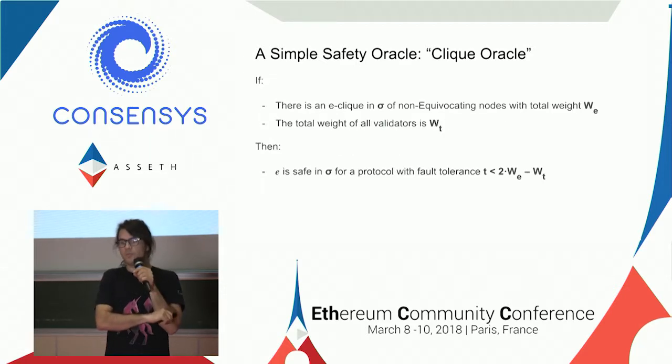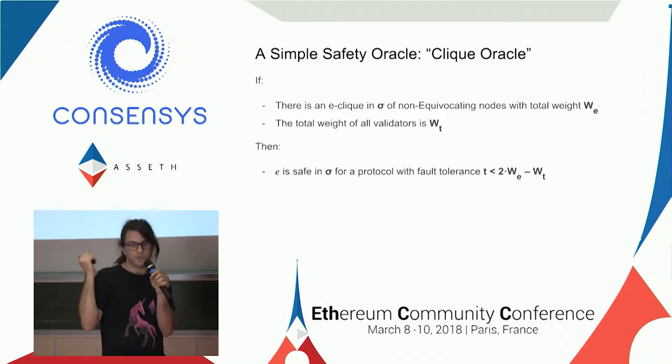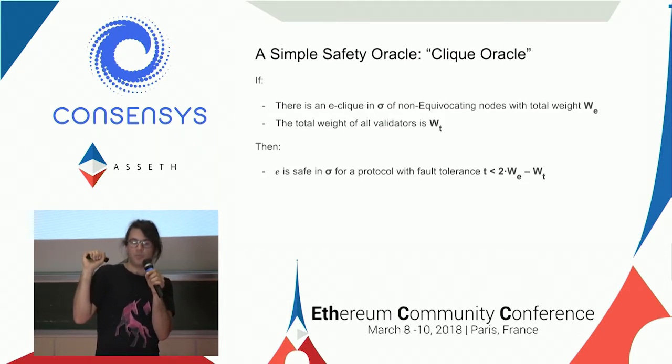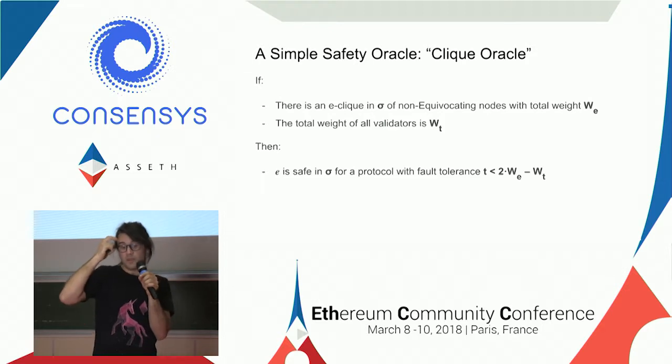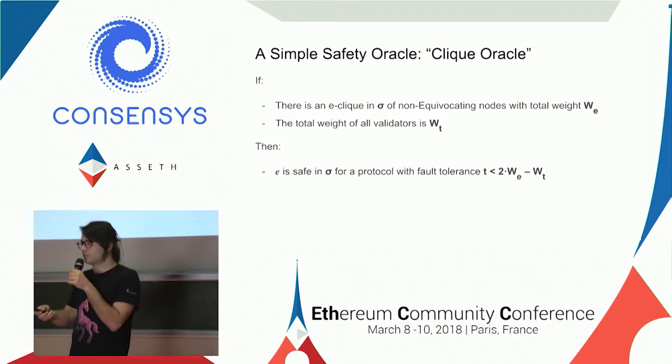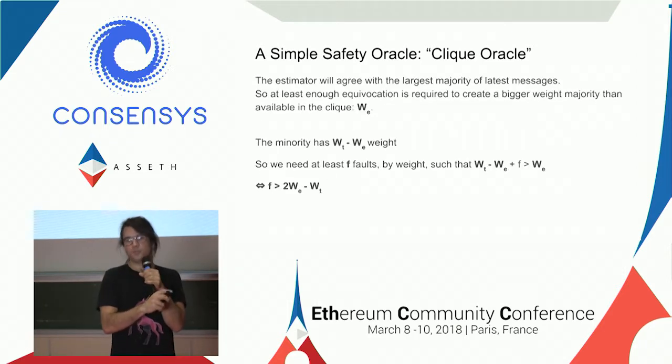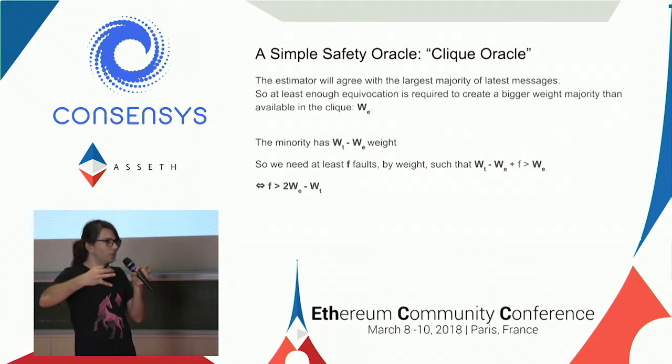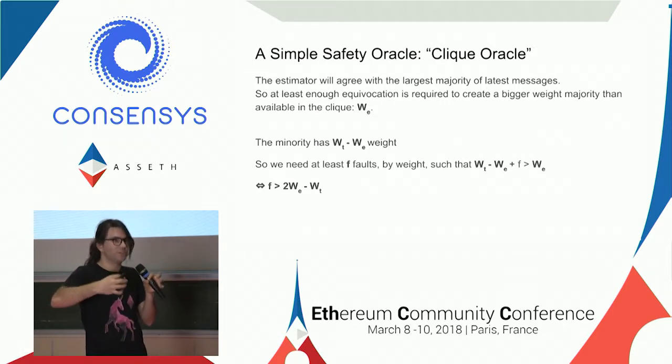So if we have some clique with some weight W out of some total weight W_E, then we can reason about the fault tolerance, and it's basically not more than 2 times the weight of the clique minus the total weight. This precisely corresponds to the overlap argument for consensus protocols, but we have to reason about it slightly differently, in terms of creating a larger coalition of nodes which agree on some conflicting estimate.